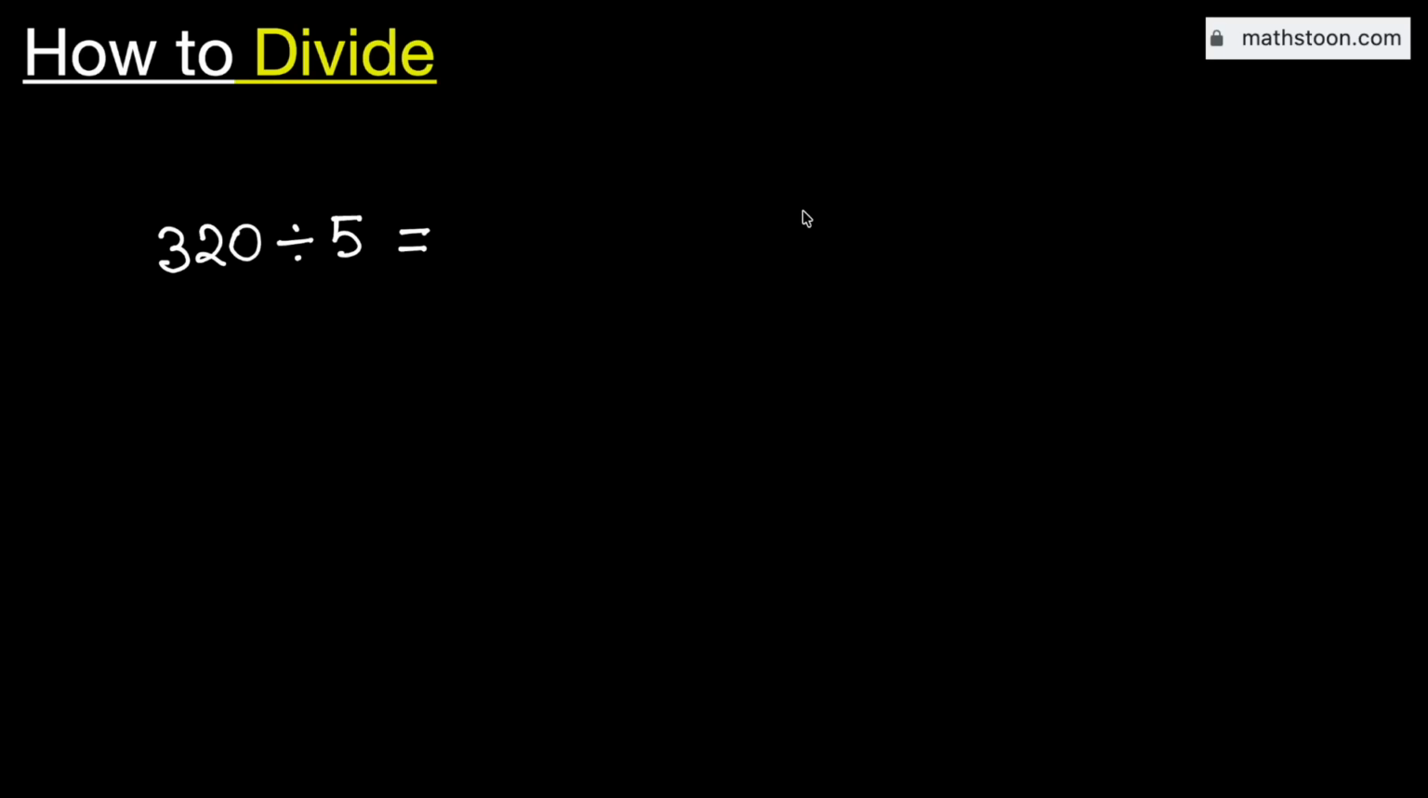Let's learn how to divide the number 320 by 5 using the long division method. Consider the first digit 3. It is smaller than 5, so we will consider the number 32. We know that 5 times 6 is 30 and it is closer to 32.